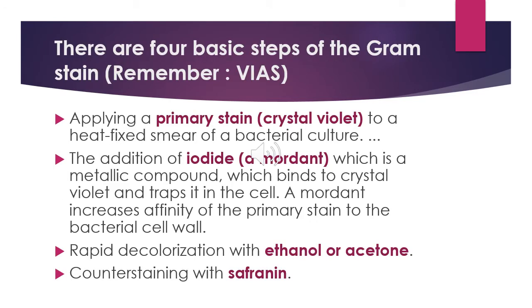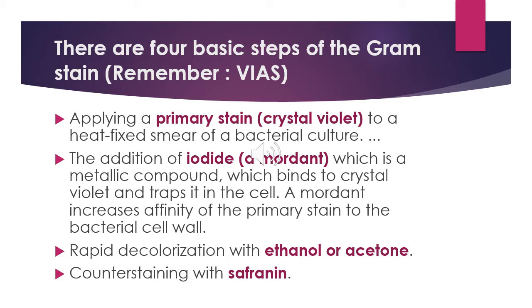In doing gram stain, remember the steps. Okay? Apply a primary stain, which is the crystal violet, to a heat-fixed smear. And then you add iodine, which is a mordant. It is usually a metallic compound which binds crystal violet and traps it in the cell. It adds affinity of the stain to the bacterial cell wall.